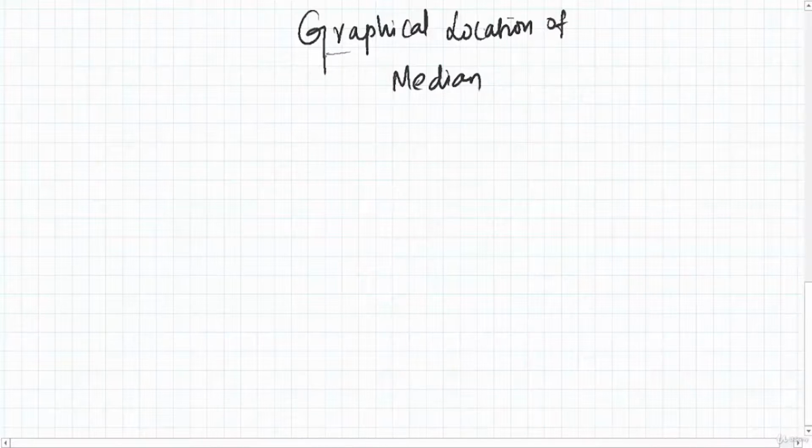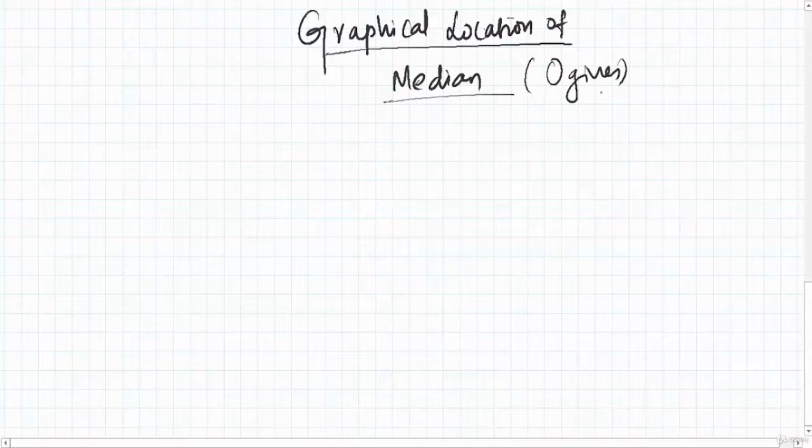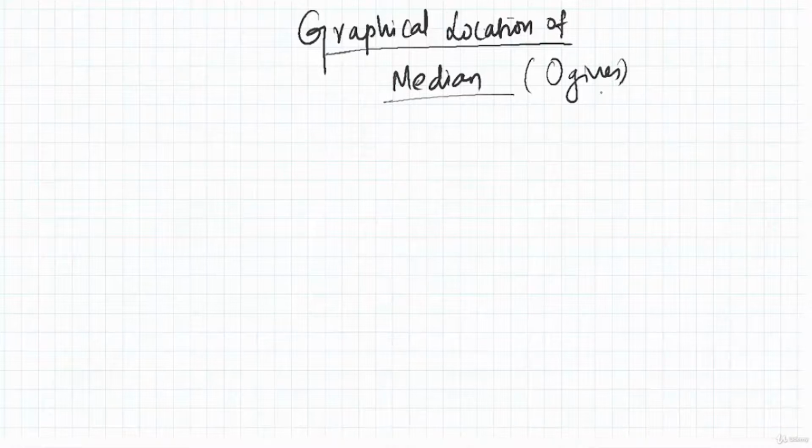We can also find the median graphically. That's the graphical location of the median. For that we make use of a technique, a concept called ogives. So what is this? See here, the median is actually the value on the x-axis corresponding to the point of intersection of less than and more than ogives.